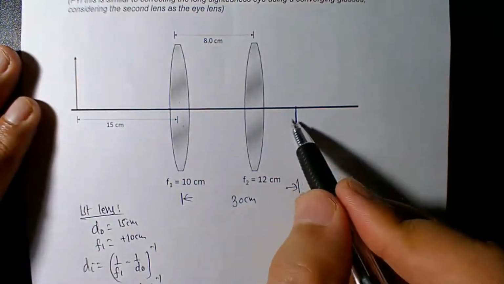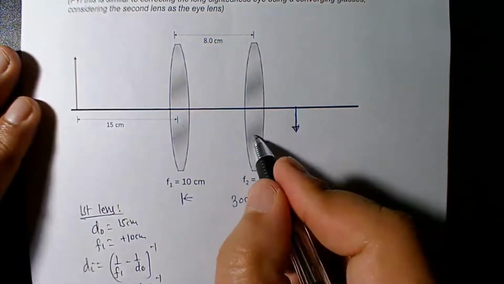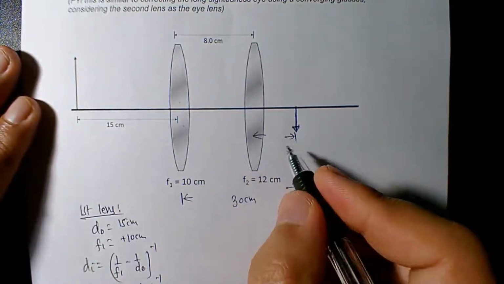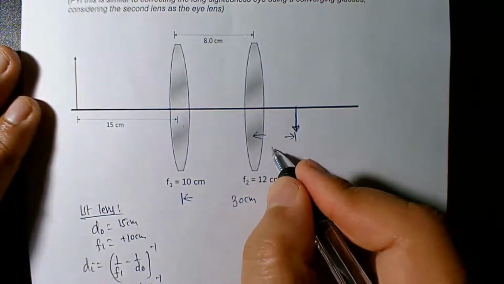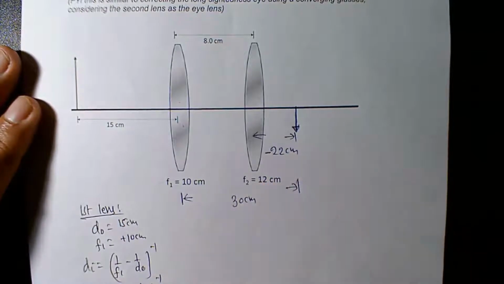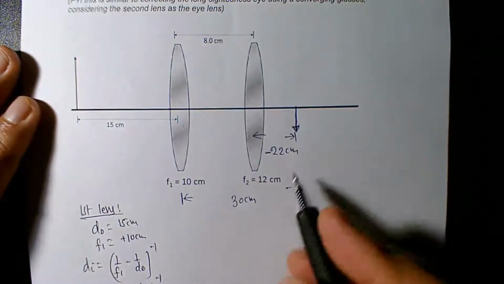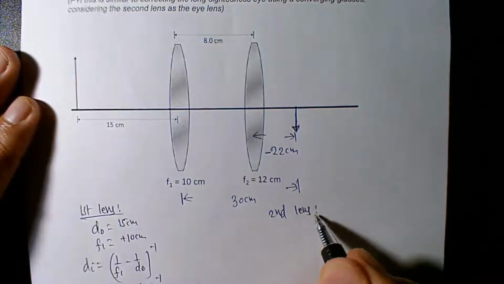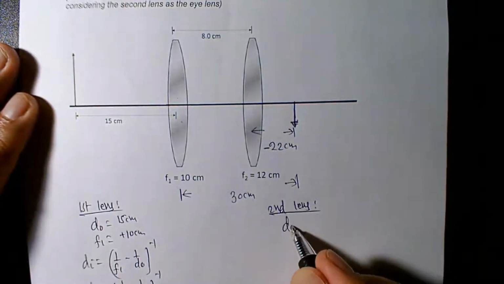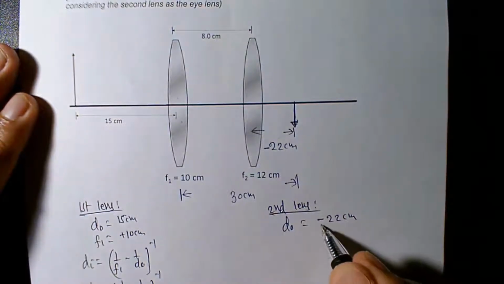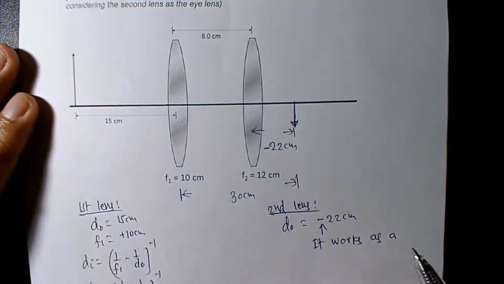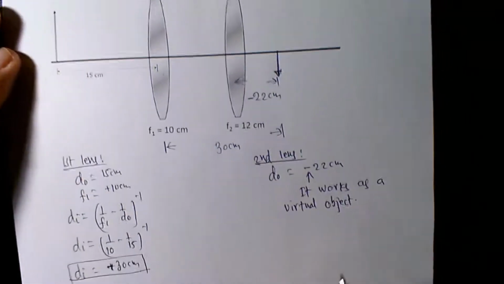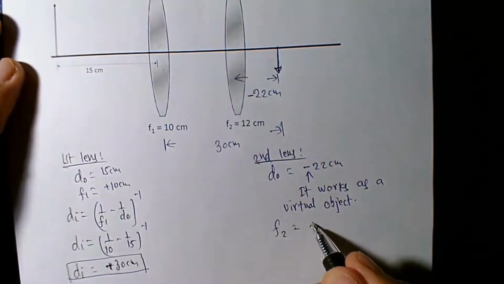So what would be the final image? Since it works as a virtual object, what would be the position of this virtual object, which we're going to need for the second lens? This is 30 minus 8, so it's going to be 22 centimeter, but negative, because it works as a virtual object. So for the second lens, the object distance do is negative 22 centimeter. Why negative? Since it is behind the lens, it works as a virtual object for the second one.